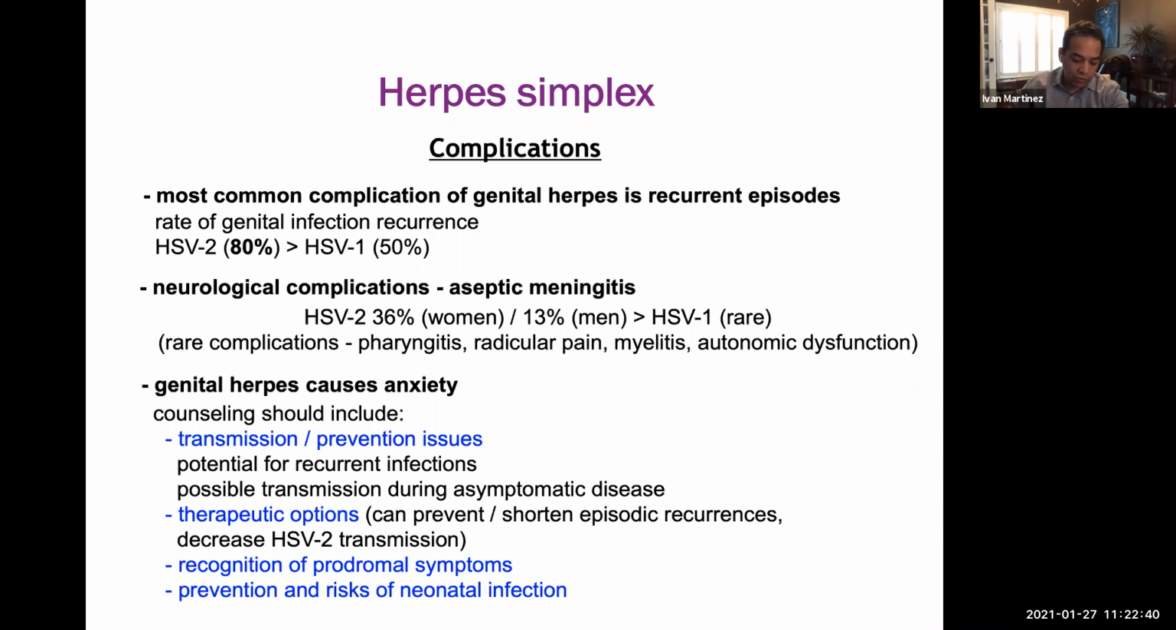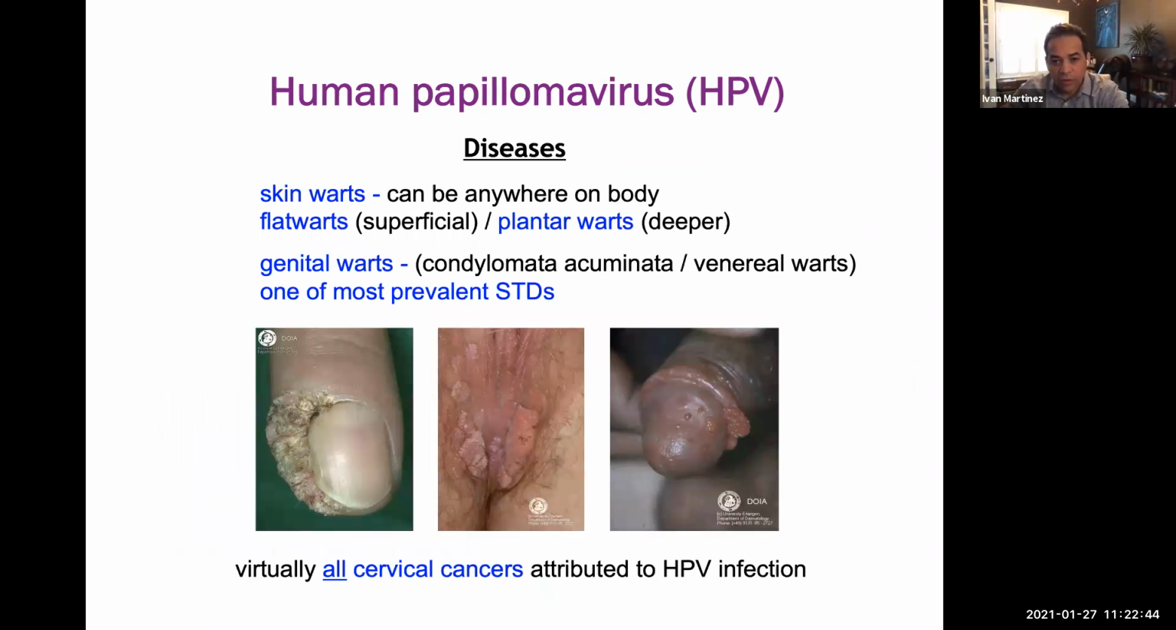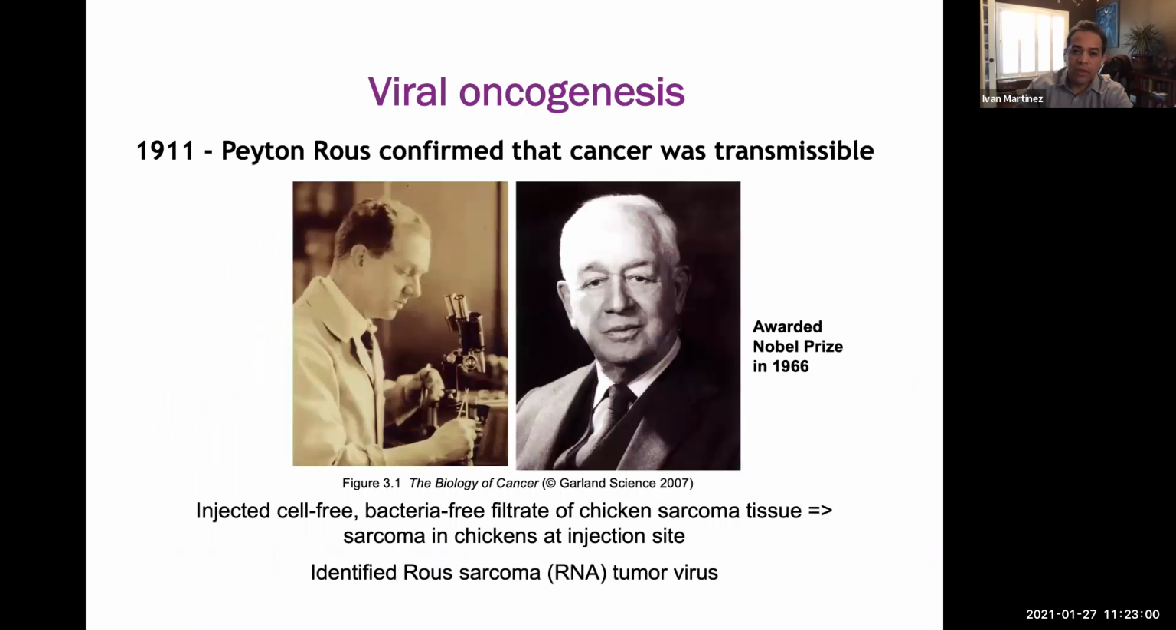Okay, so let me go through HPV now, a completely different type of virus. This one can cause skin warts, flat warts, plantar warts. Most any type of warts that you can think of in the skin or in the genital area are caused by HPV. Now, there are different types of HPVs, and we're going to go into detail with them. First, we'll talk a little bit about viral oncogenesis.